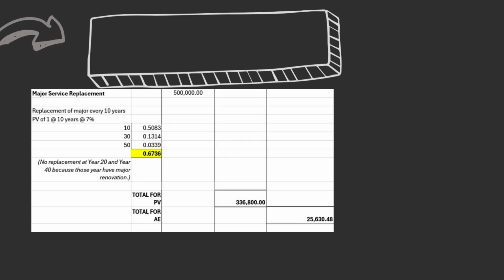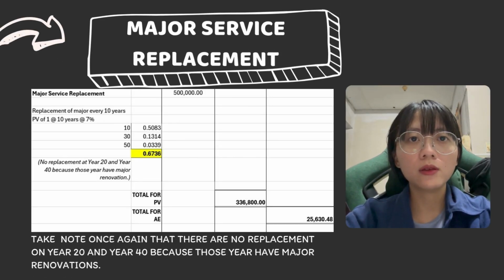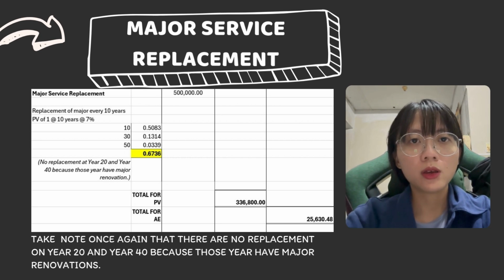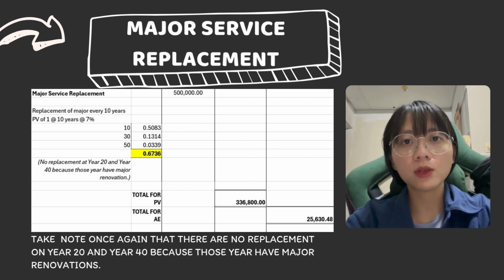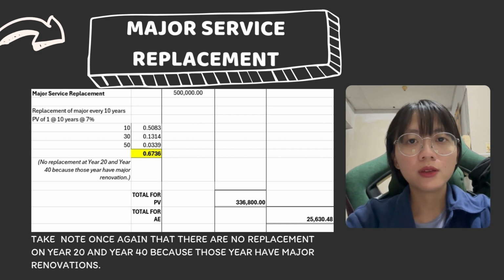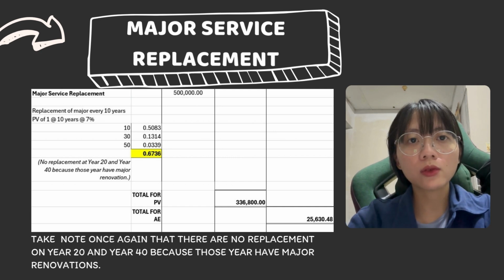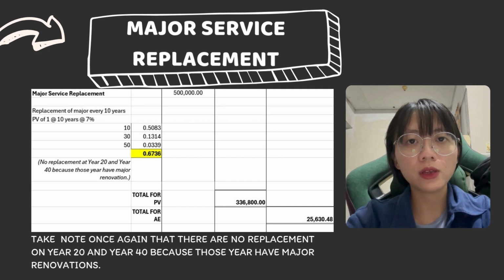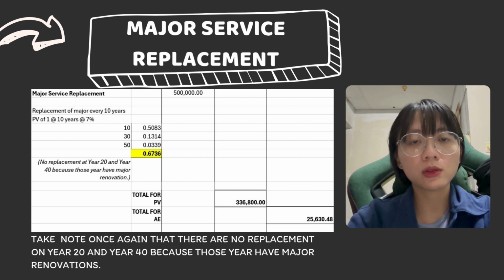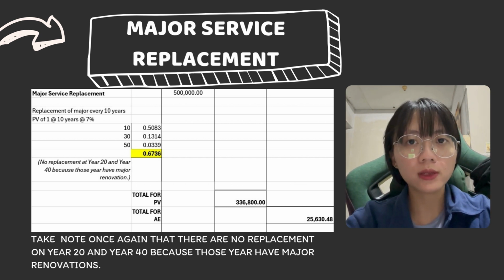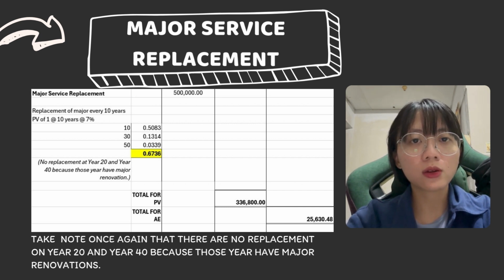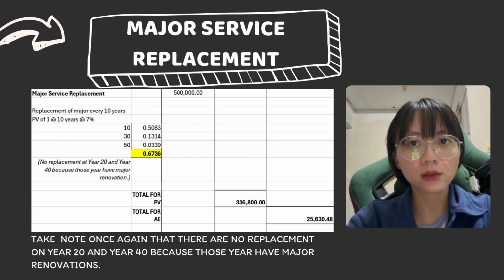Next, I will explain the major service replacement. The estimated cost for the major service replacement is 500,000 ringgit Malaysia. This replacement is planned to occur every 10 years throughout the 60-year life cycle. However, replacements are only carried out in years 10, 30, and 50, and there is no replacement in years 20 and 40 because those years already involve major renovation works, during which the building services are replaced as part of the renovation process. This prevents double counting the replacement costs.